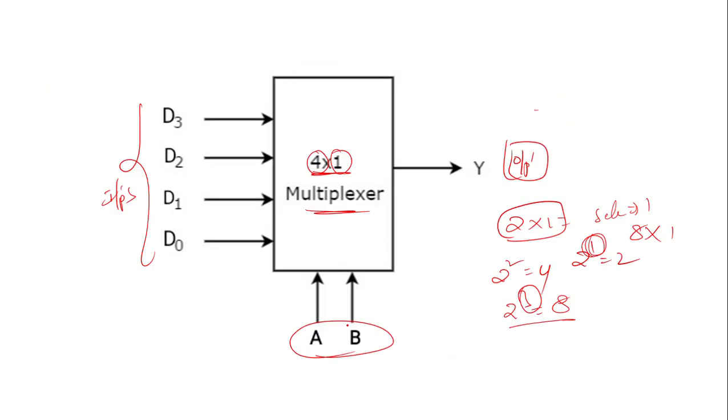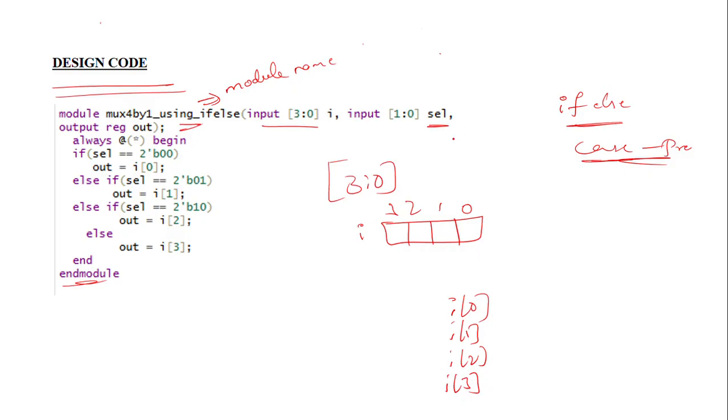How many select lines do we observe here? There are 2 select lines. Earlier we represented them as A and B, but here I represent them as the SEL variable. So [1:0] is nothing but the 1 and 0 index, that is 2 select lines. The output will be reg data type, and the output is represented by the out variable.